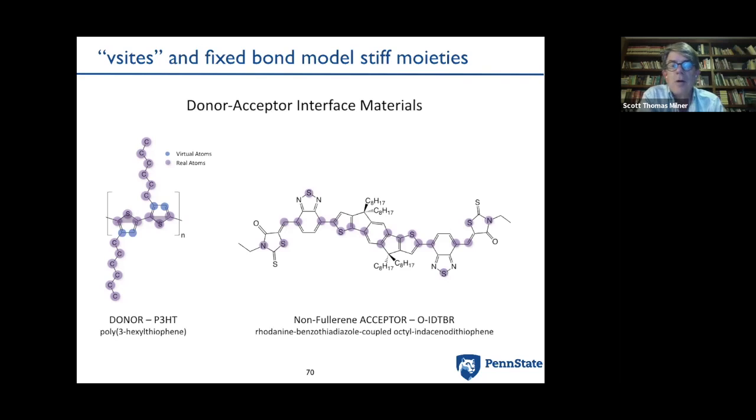And here on the right is another such molecule of interest, a more complicated one than polythiophene, an acceptor molecule called, I don't know what it stands for, indeno dithiophene benzothiodiazole rhodanine, something like that. And then the O talks about those solubilizing tails that come off. Anyway, O-IDTBr.